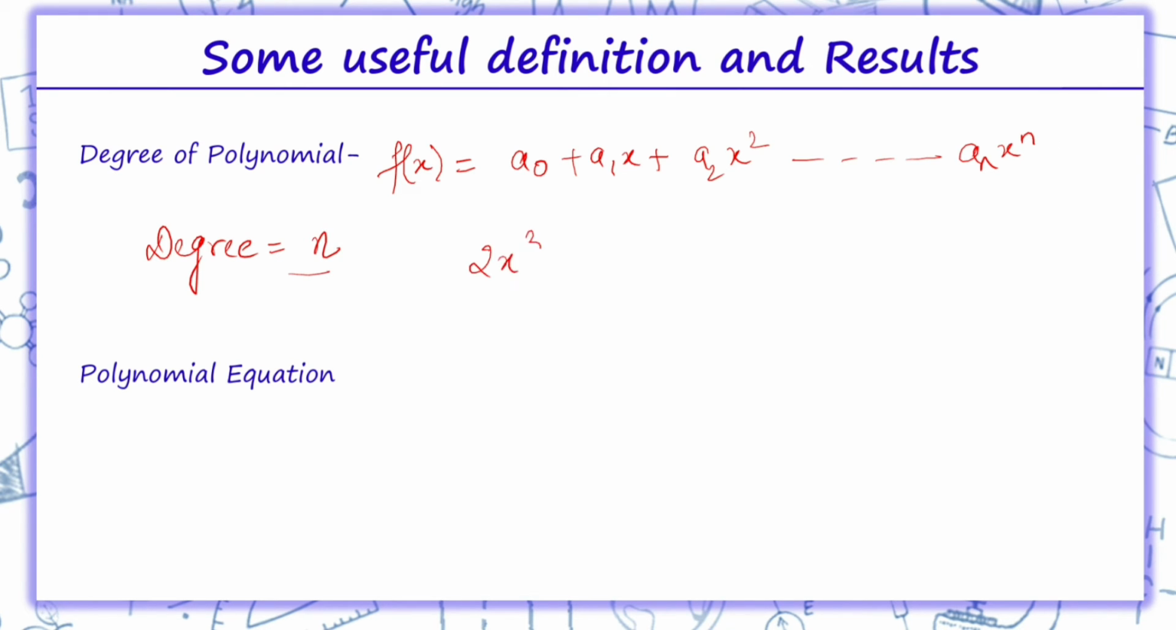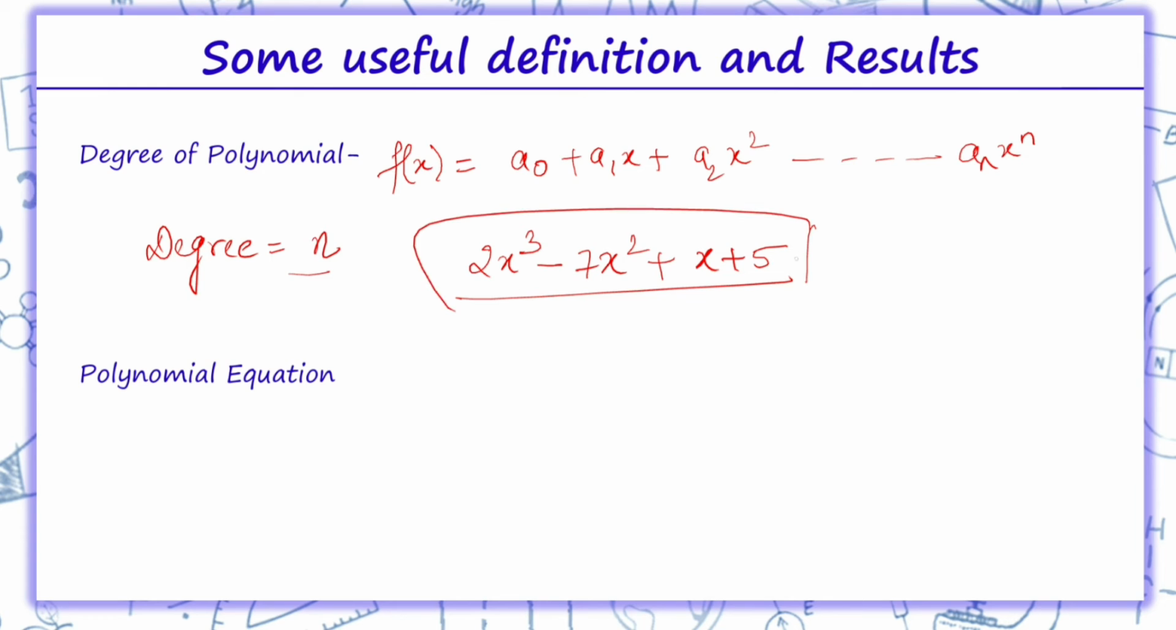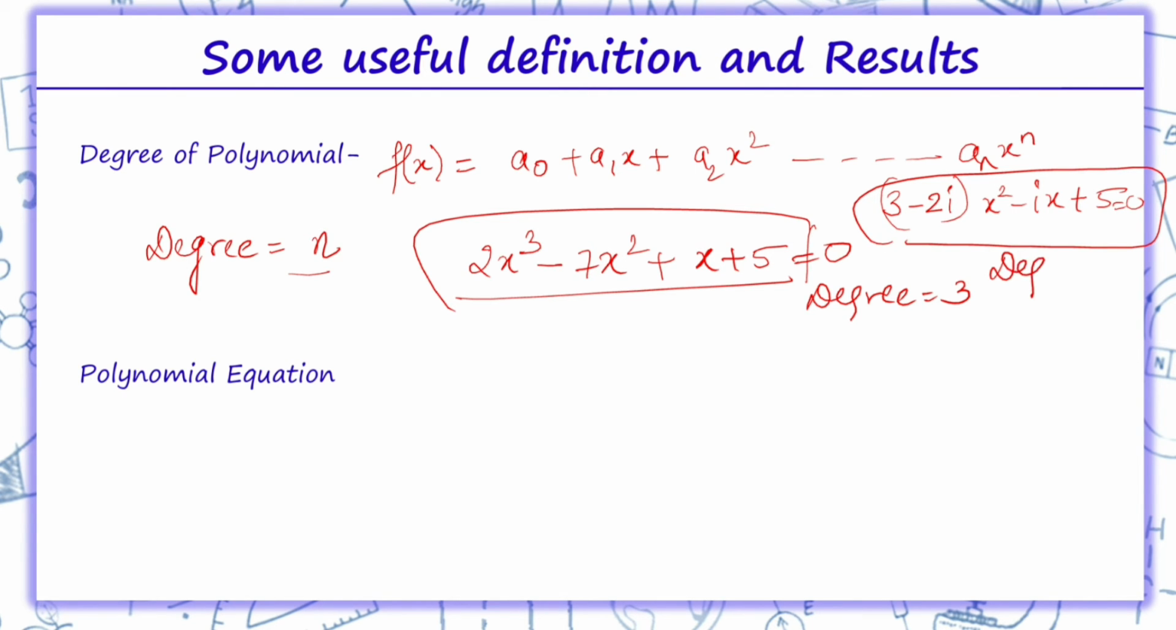Let's suppose I have polynomial 2x cube minus 7x square plus x plus 5. So here the highest power of x is 3, therefore its degree will be 3. This is a real polynomial. Now I will take the example of a complex polynomial like (3 minus 2i)x square minus ix plus 5 equals 0. So over here the highest power of x is 2, therefore its degree will be 2.